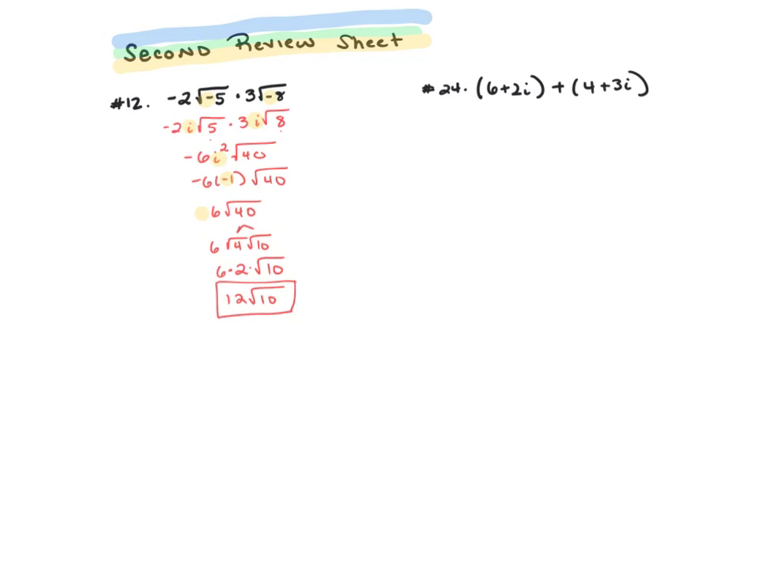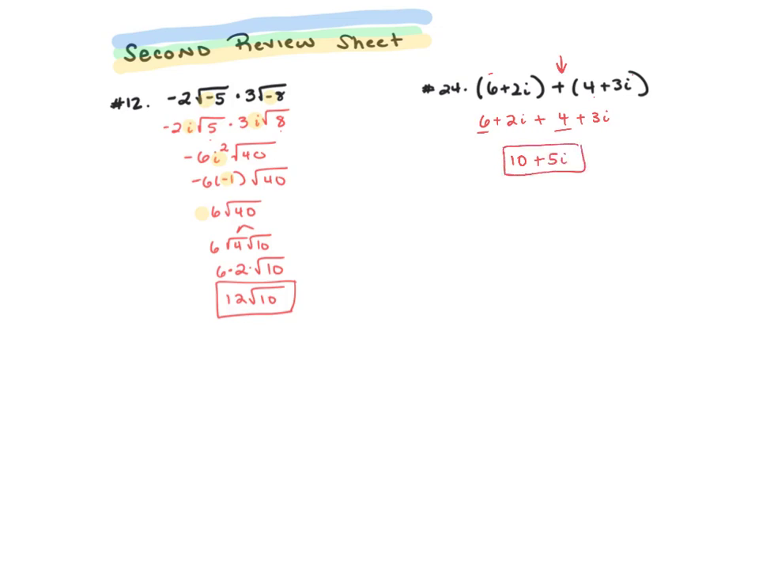Okay, next problem. What's important here to realize is, even though it looks like a binomial times a binomial, the operation in between is addition. So you can rewrite it as just 6 plus 2i plus 4 plus 3i. It's not distribution. I don't need to do 6 times 4, 6 times 3i, 2i times 4. That would be if there was no symbol in between and it implied multiplication. So I can do 6 plus 4 and get 10, and then 2i plus 3i and get 5i.